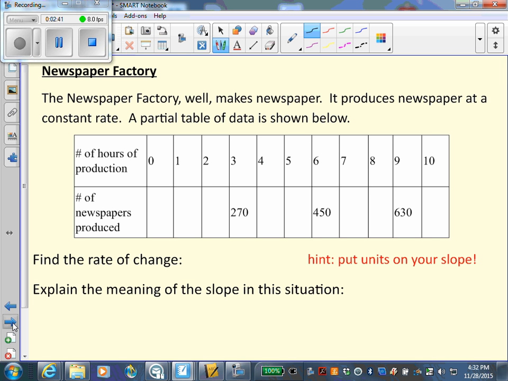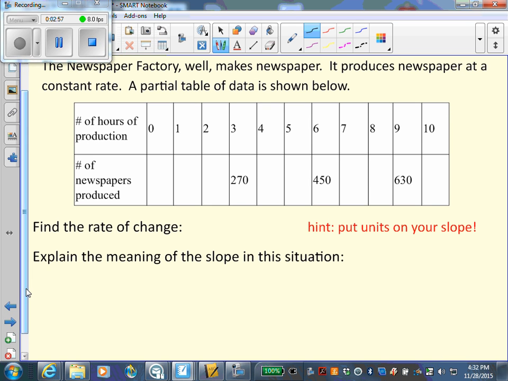This time we have a table, newspaper factory. So the newspaper factory, well, makes newspaper. It produces newspaper at a constant rate. A partial table of data is shown below. So we only have 3 complete ordered pairs here to find the rate of change from. We could pick any 2 of them and it would work. It should be the same. I'm going to choose the first 2. So (3, 270) and (6, 450).